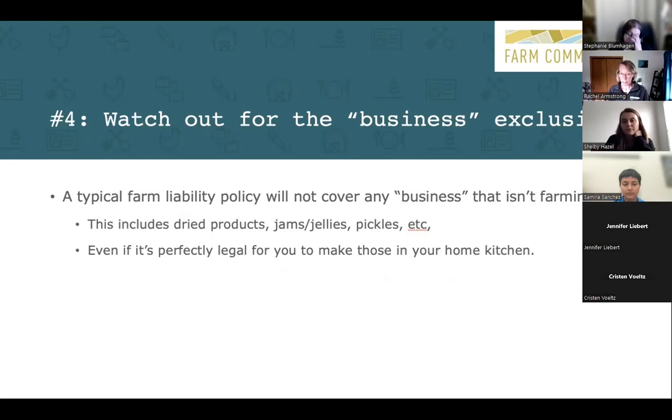It may be perfectly legal for you to make dried foods, jams, jellies, and pickles in your home kitchen, but your insurance company is not covering you for the risks of that. They are not insuring those products under a farm liability policy. You will need to go to your insurance company and say, I'm making jam. If a loose screw falls in the jam, will you cover me? Then they'll say, yes, and we will sell you an additional policy to do that. And here's what it will cost.